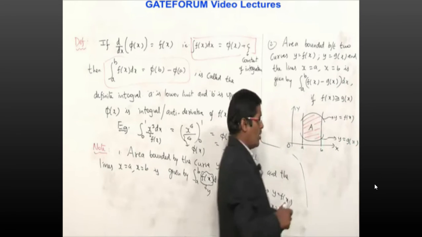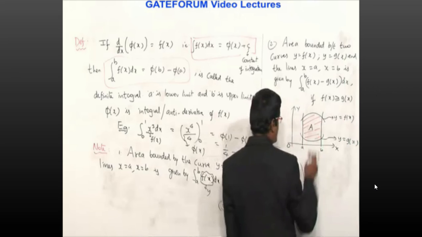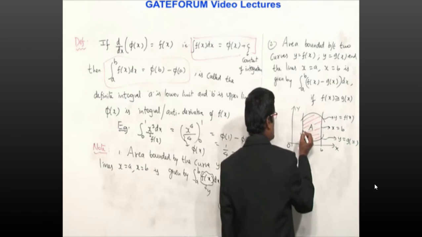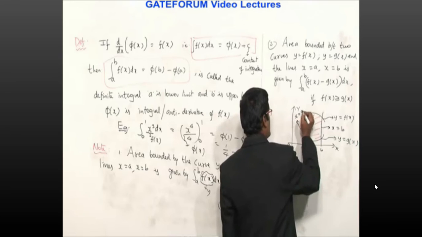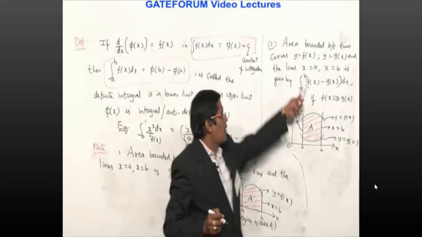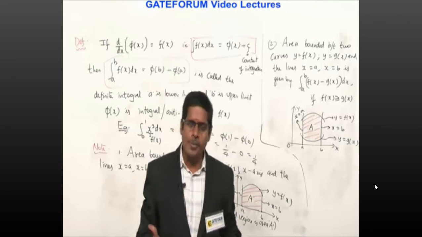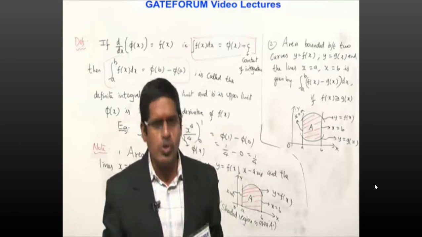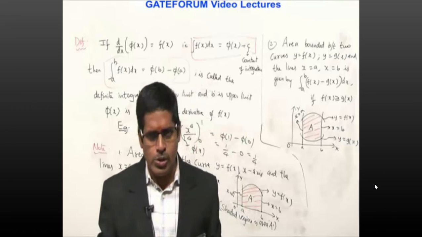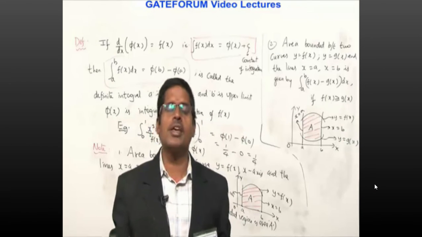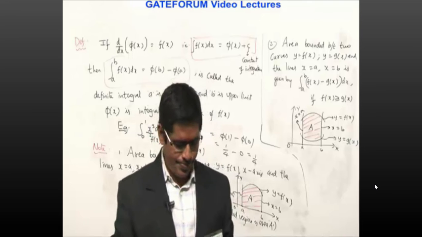That shaded area is called the required area bounded between two curves and the lines x equal to a, x equal to b. So this is x equal to b, the upper limit, and this is x equal to a. Similarly, if you interchange x and y, then you will get the area bounded between two curves x equal to a function of y, x equal to another function g of y, and the lines y equal to a, y equal to b.